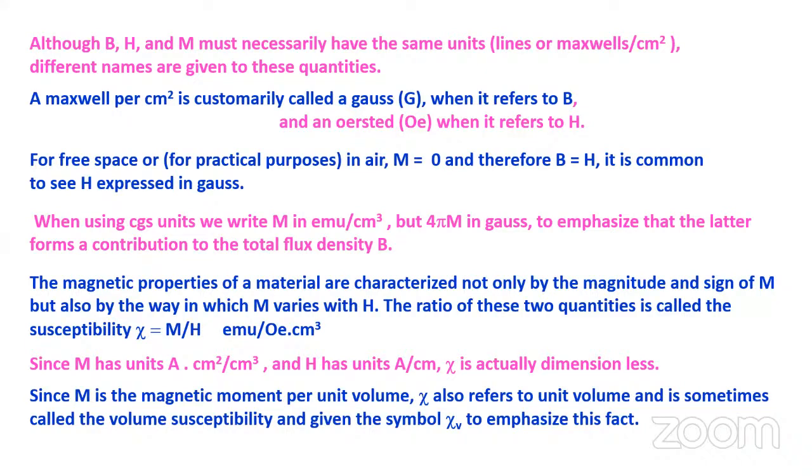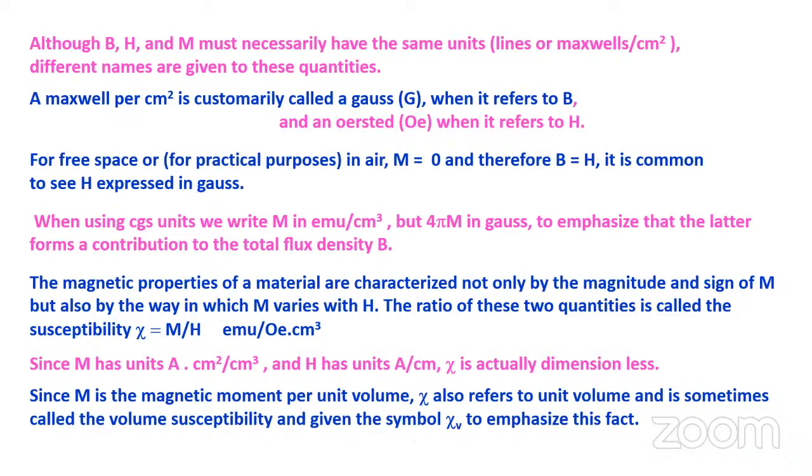So when you are using the CGS unit, it is usually written as EMU per centimeter cube. But when you are using 4 pi M as the y-axis of the curve, then gauss is written. Gauss is written because this indicates you are taking into consideration the contribution from the total flux density. So that is to indicate that you are taking that into consideration.